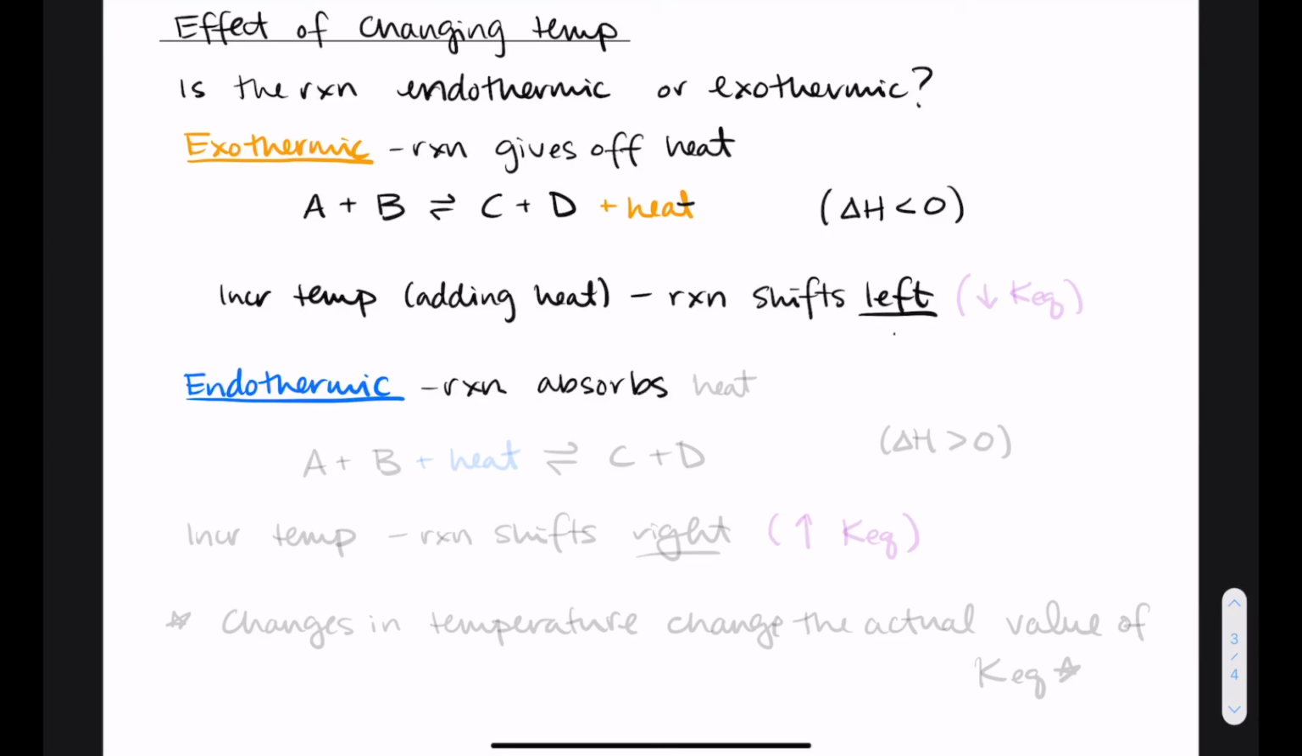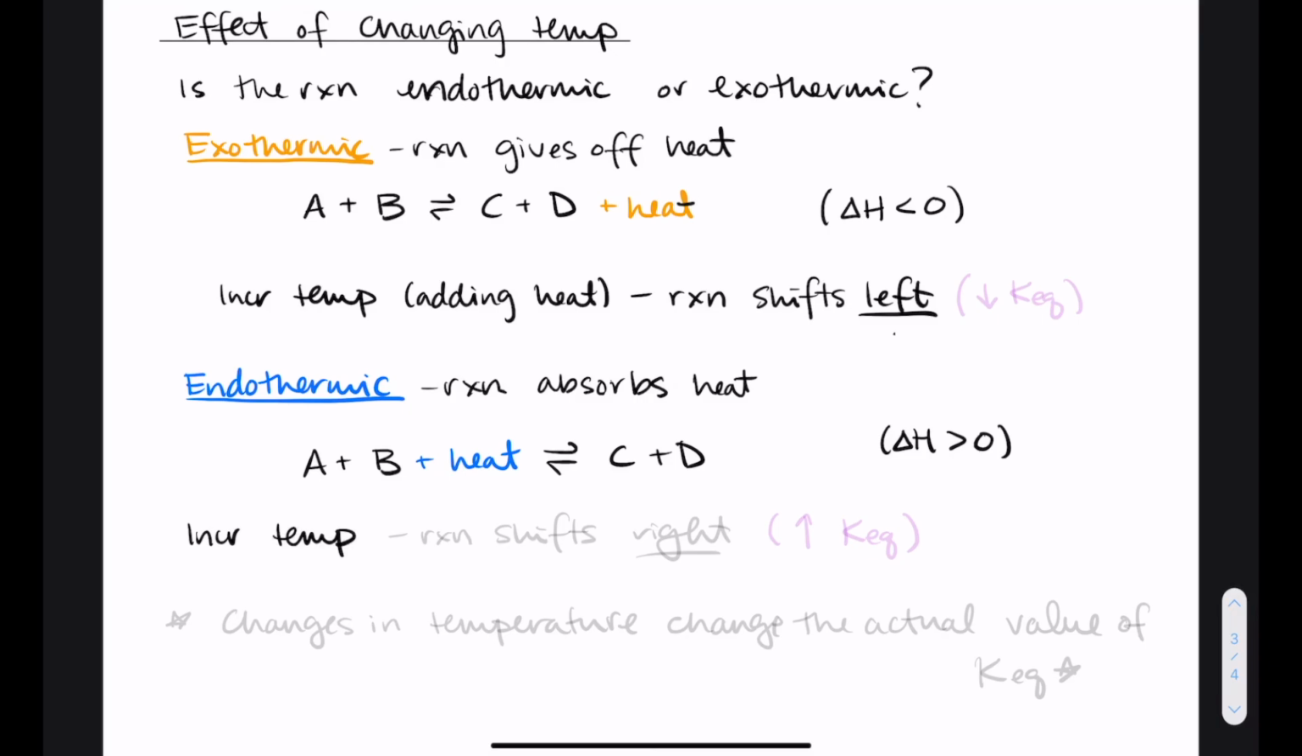So for this reaction, if you increase the temperature, which would be the equivalent of adding heat, that's like adding a product, so my reaction would shift left. Now, the result really is that you get a decrease in the equilibrium constant value. But what we would just observe is that the reaction shifts to the left.